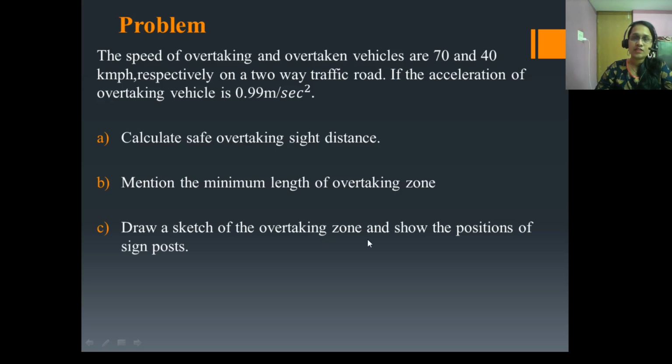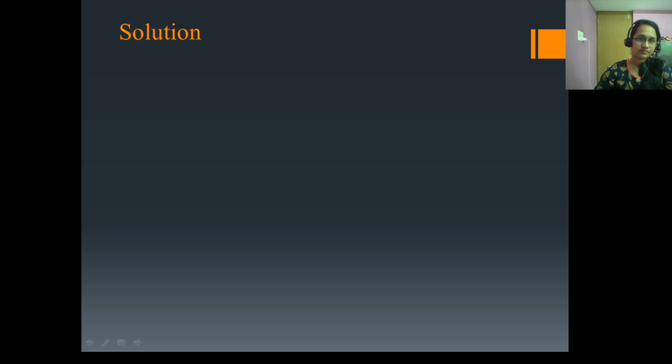So what is given in this problem is the speed of the overtaking and the overtaken vehicles, that is 70 and 40 kmph. Acceleration is given as 0.9 meter per second square. We need to calculate the safe overtaking sight distance. Let us see how to do this. This is the solution. So first we need to calculate the overtaking sight distance for a two-way traffic.